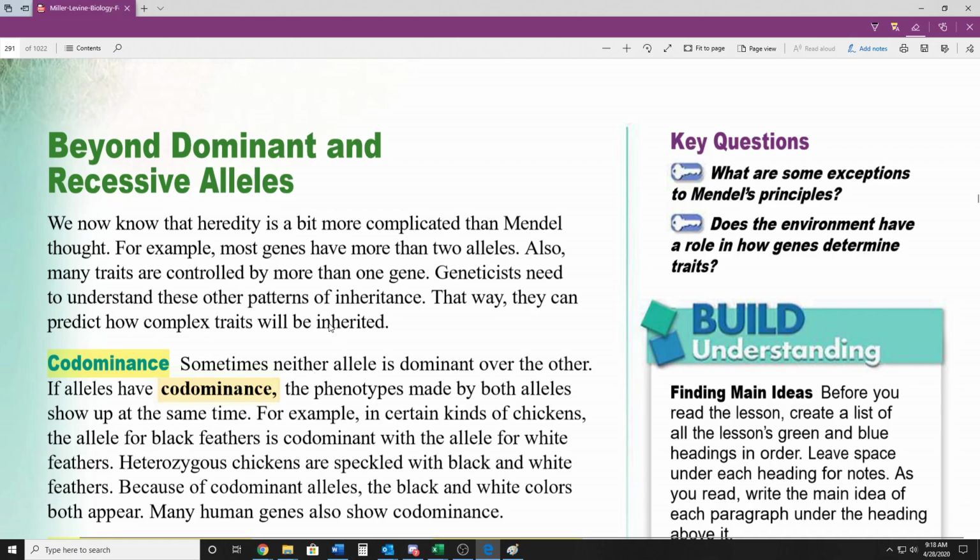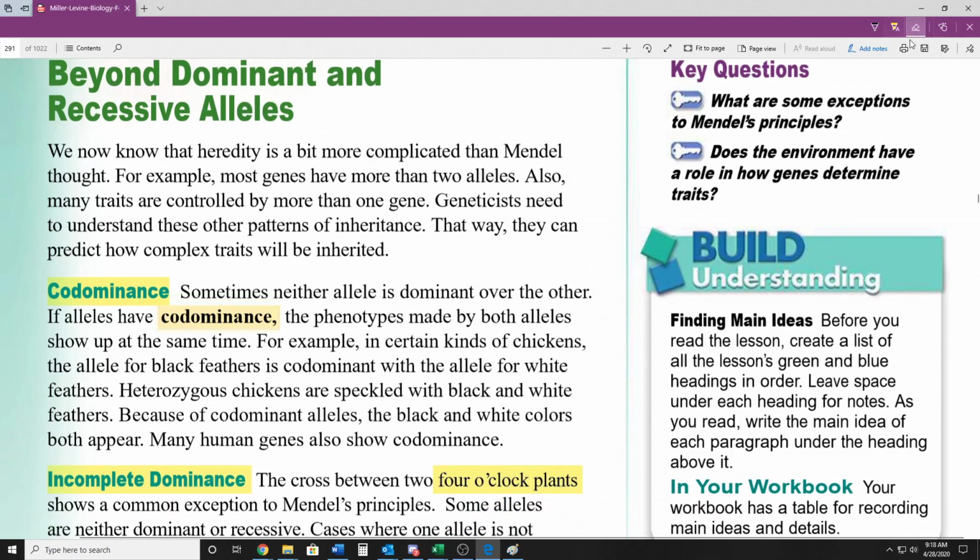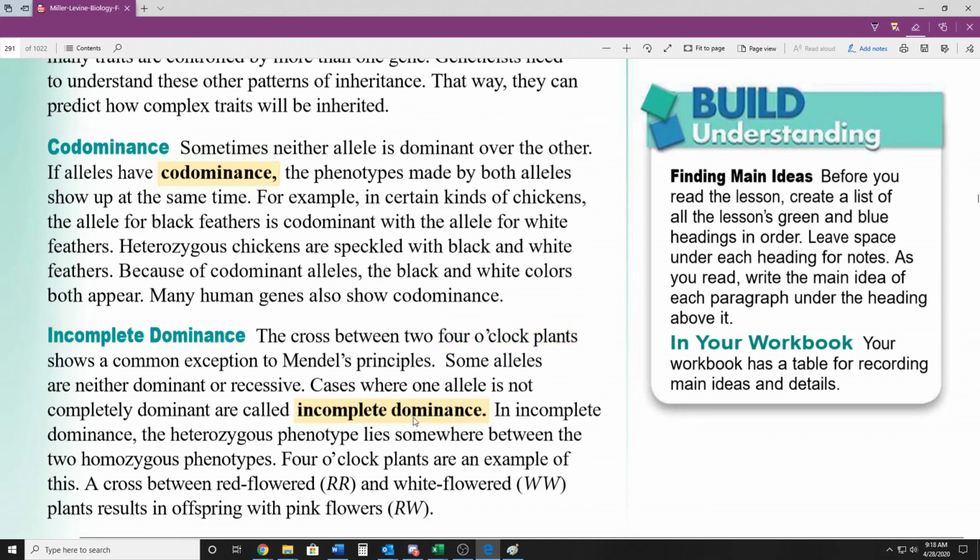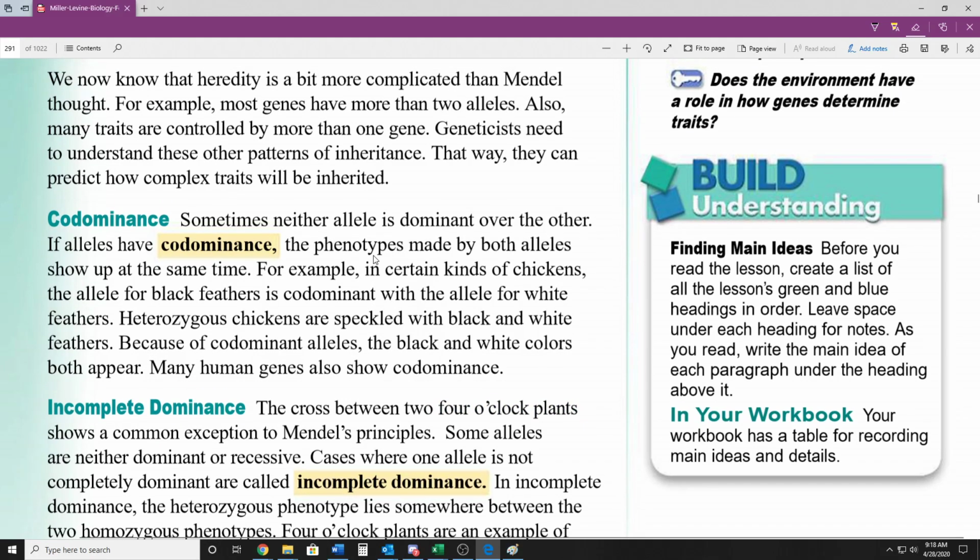All right, let's just jump right into these different patterns of inheritance. So, let's start off with codominance first. This is the first alternate pattern of inheritance that we can see exhibited in many different organisms, actually. So, when we have an organism that has a gene in which the alleles are not dominant over each other, we usually get a pattern of inheritance known as codominance. The example the book gives you is with chickens, okay? So in certain kinds of chickens, the allele for black feathers is codominant with the allele for white feathers.